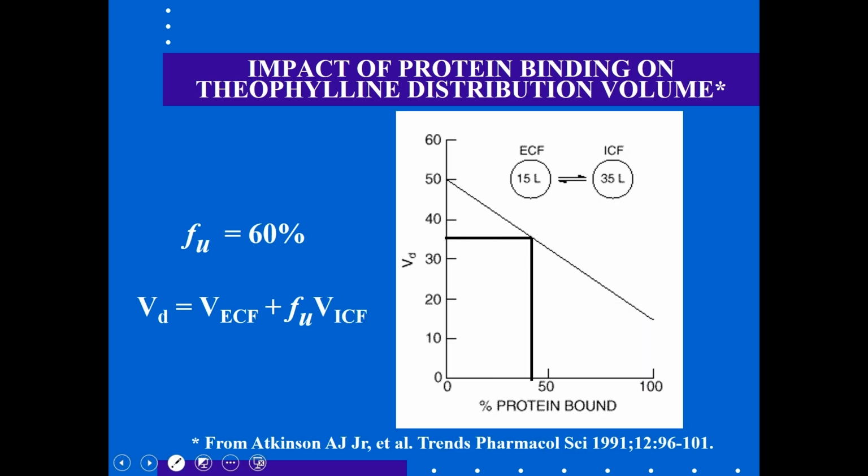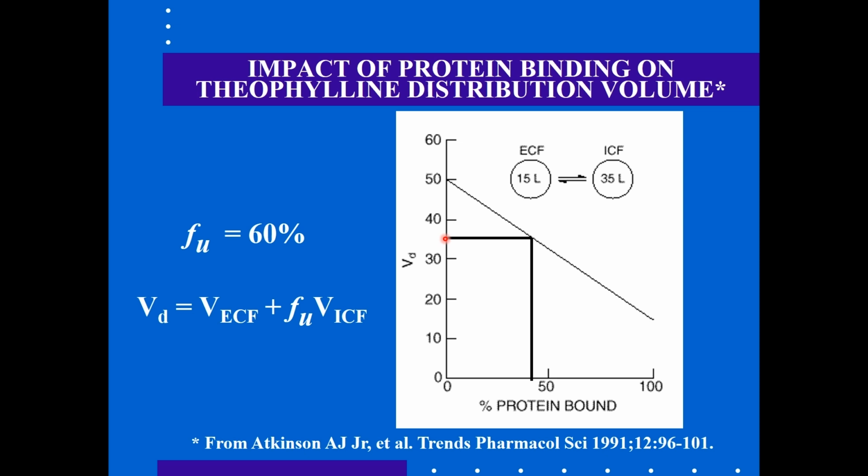On the other hand, theophylline is a drug chemically very similar to caffeine. If it didn't bind to plasma proteins, its distribution volume, like caffeine, would be total body water. But because of the protein binding, its distribution volume is less. And here we can see that it's somewhat less than 50% protein bound, and so its distribution volume is less than one would expect for total body water.